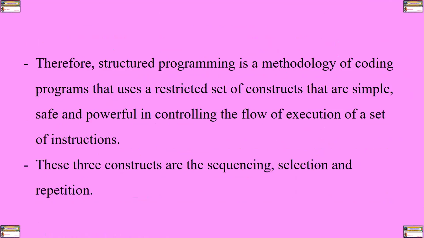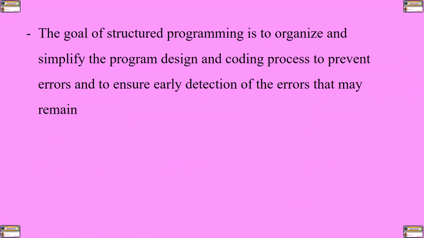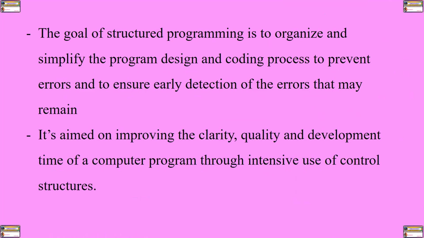These three constructs are what we call the sequence, the selection, and repetition, that we are going to be looking into later in subsequent series of this set of presentations. The goal of structured programming is simply to organize and simplify the program design and the coding process in order to prevent errors and to ensure that there is early detection of any errors that may remain.